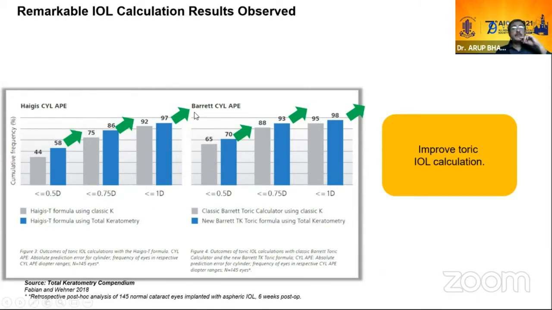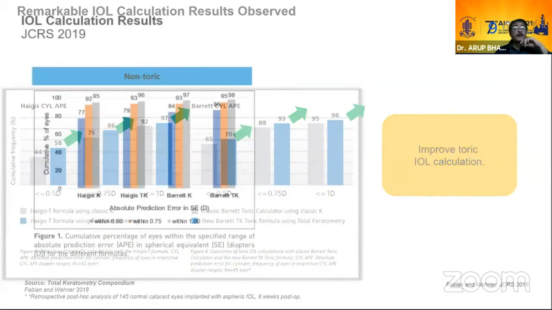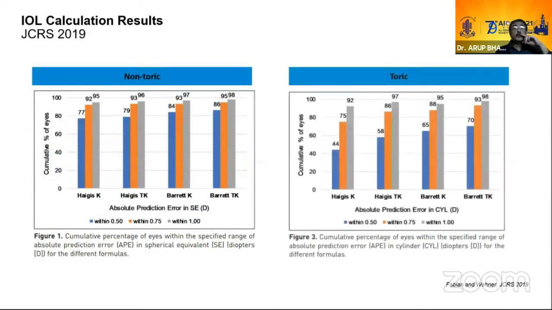This is Haigis and Barrett, and everyone within 0.5, and it is improved almost 30%. Improve the IOL calculation in toric IOL. And this is the non-toric and toric. If you compare this study published in JCRS, if you consider the 0.5 variation, it's improved 2% if you use the Barrett TK.